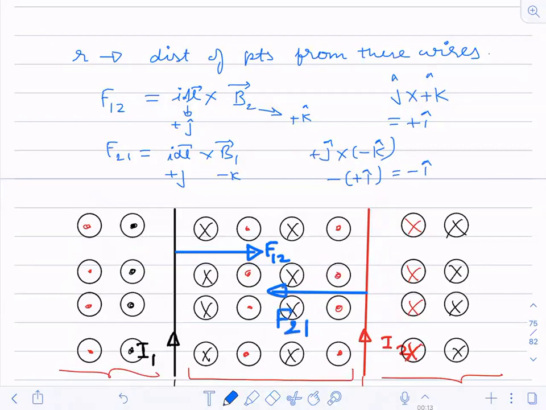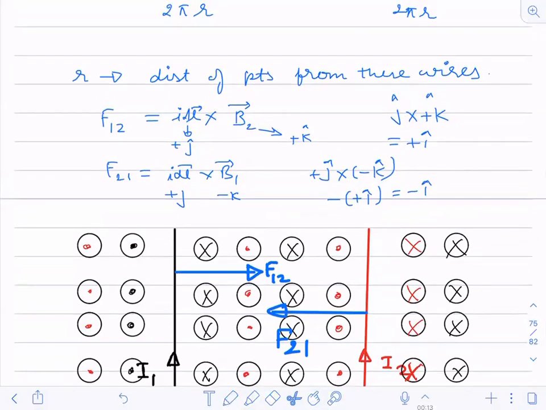So these two wires are attracted by each other or repelled by each other? They are attracted by each other. And what is the force with which they are getting attracted? We have also calculated that.